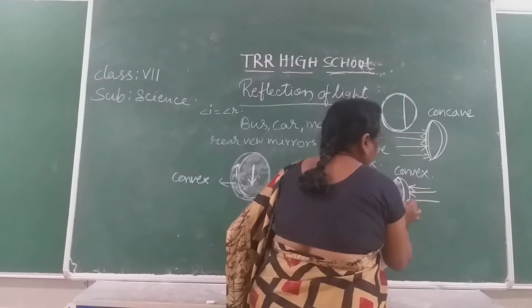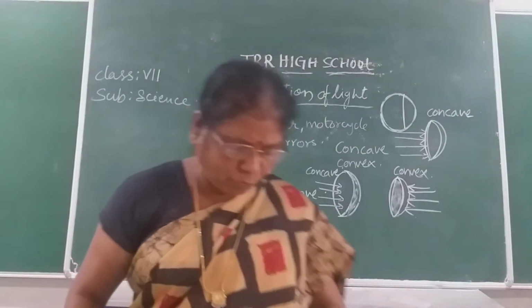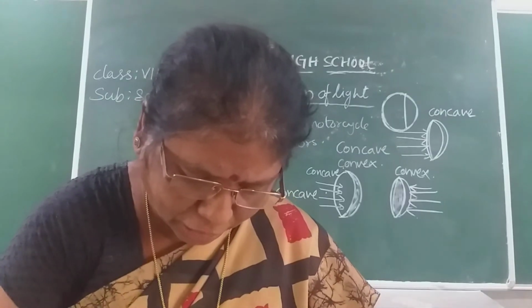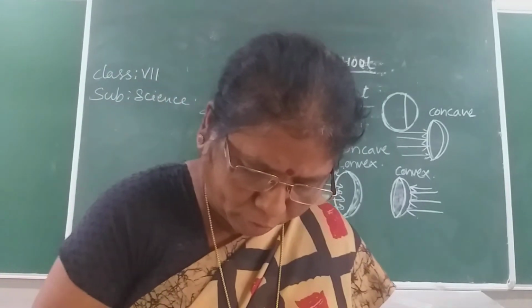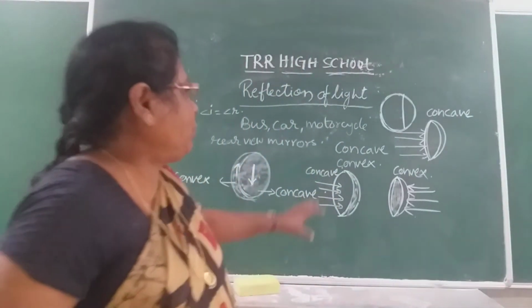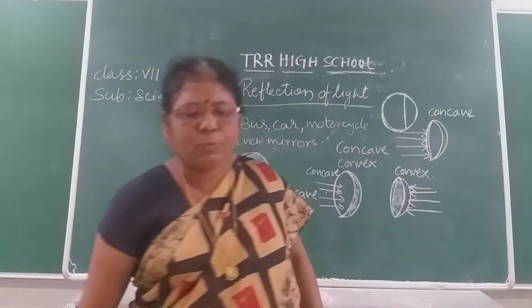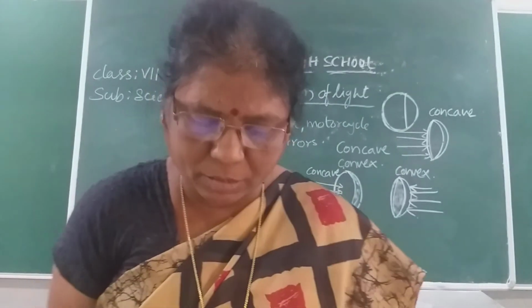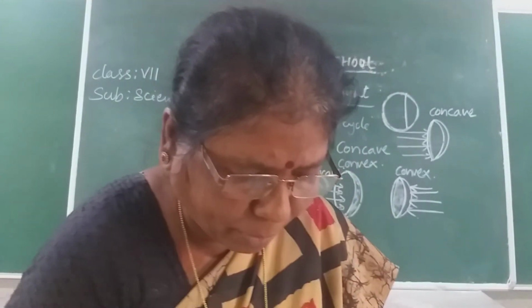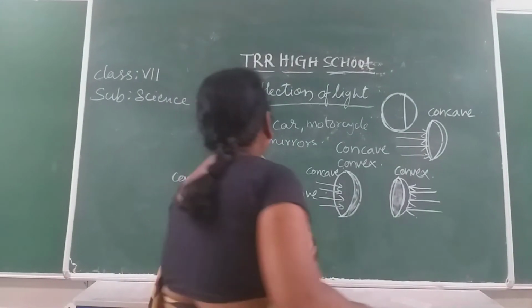The outer part of the convex mirror is the reflecting surface of the mirror. Hence these mirrors are called spherical mirrors. So a convex or concave mirror is a part of a sphere, so these are called spherical mirrors. Now next, let us form images with spherical mirrors.